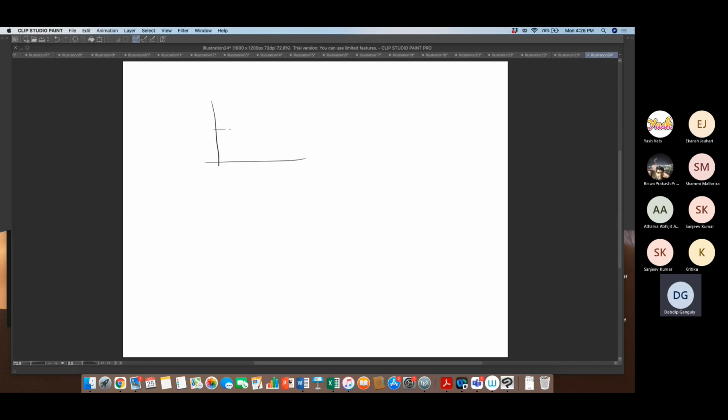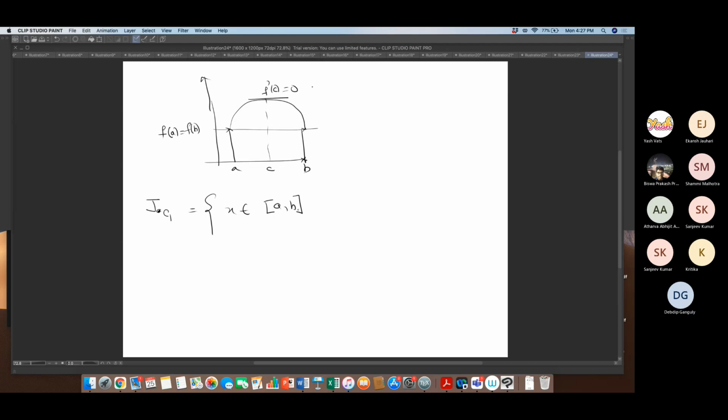What is Rolle's theorem? On the interval [a, b], f(a) equals f(b), and there is some point c such that f prime of c equals 0. Consider a set J of C1, the set of all x in [a, b] such that f of x is less than or equal to C1. Now consider this C1.